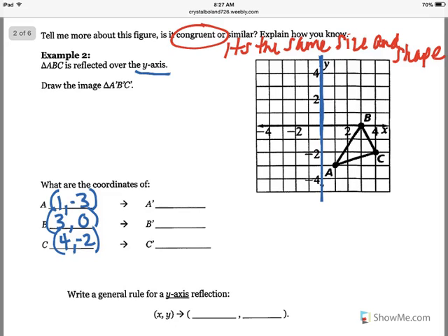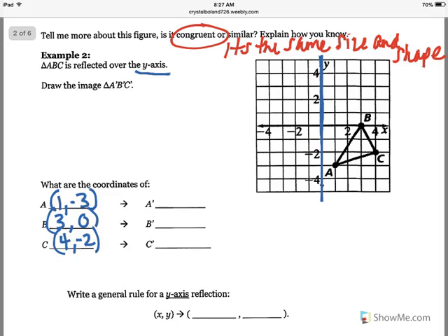Okay, now I have to reflect that image over the y-axis. So my triangle should go across this blue line. So I'm going to count how many units it is away from this line right here, the blue line, which is the y-axis. So if you look at A, it is 1 space away from the blue line.